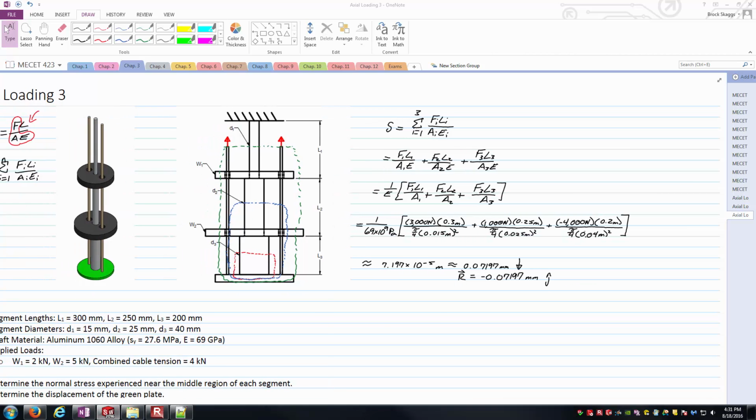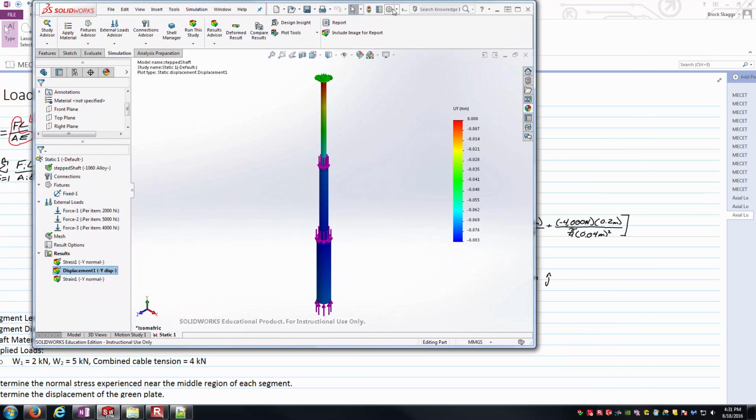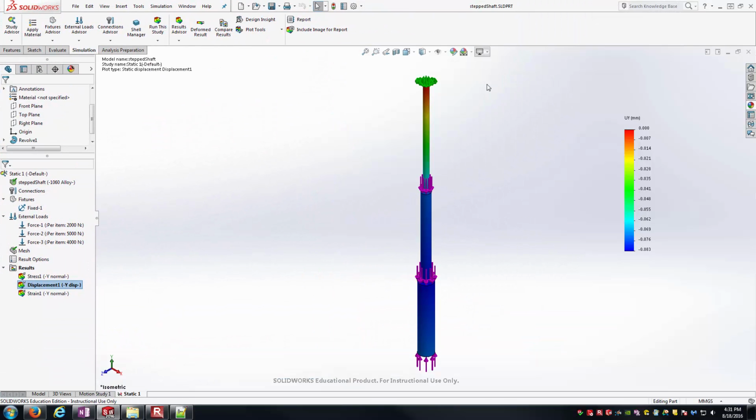Also, we can go and look at this in terms of our SolidWorks model again. I did that with task 1. And so here is the SolidWorks model associated with the displacement. Notice I've got it to the displacement in the y direction, which is the vertical direction, the way our shaft's set up here. Units are in millimeters.